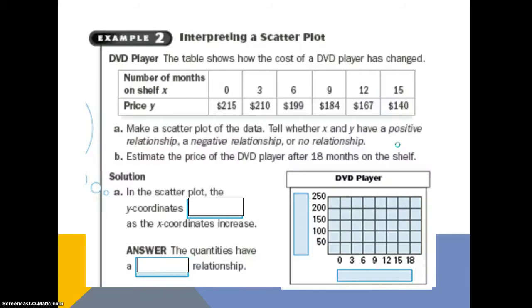Let's interpret a scatter plot now. The table shows how the cost of a DVD player has changed. Obviously, the longer it's out, the less money it's going to be. Just like iPods or even the iPhone, it's always so expensive when it first comes out, but over the years, as it sits on the shelf, the value decreases, and that's what's happening here. The months are your x's, and the y is the price, which is probably going to decline. So we're going to make a scatter plot of the data.